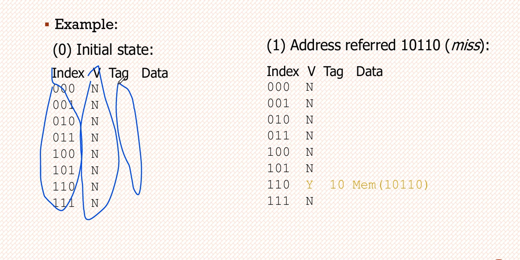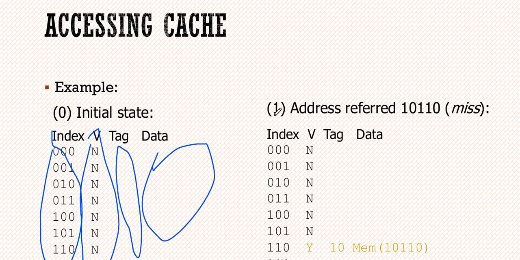Now, we'll see why we need a tag. You realize that because we couldn't use all the bits of the memory address to implement the index, we need some for the tag so that it is unique, right? And the last part is the data, the actual data. So the cache will actually store these three things: the validity bit, the tag, and also the data, right?